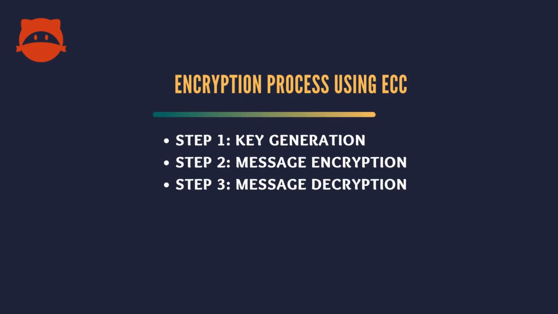The encryption process using elliptic curve cryptography, ECC. Encryption is a fundamental concept in cryptography that is used to protect data from unauthorized access. ECC is a popular technique for encryption because it offers a higher level of security compared to traditional encryption methods. The encryption process using ECC involves three main steps. Step 1. Key generation. The first step is to generate a pair of keys, a private key and a public key. The private key is kept secret by the owner, while the public key is shared with anyone who needs to send an encrypted message.